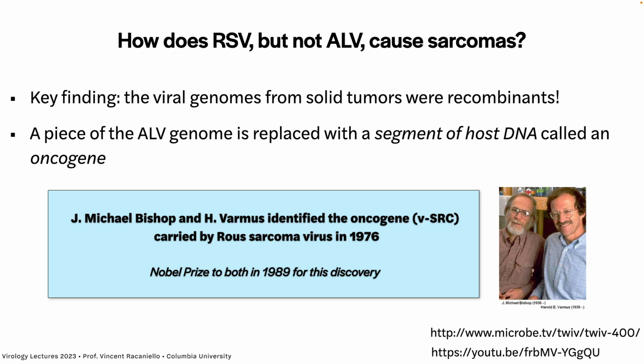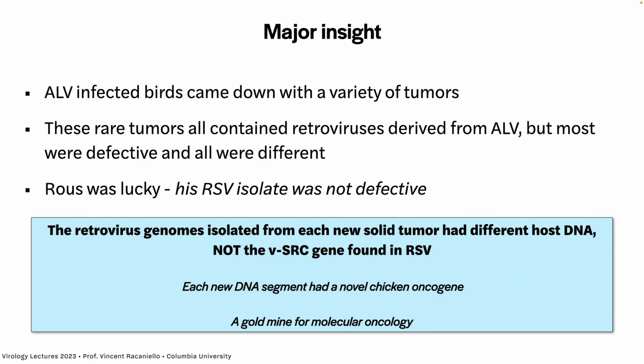Okay, so what happened to ALV? Somehow a piece of the host DNA got into the virus, and now that virus is Rous sarcoma virus, and it causes a solid tumor in chicken. So this is the major insight from all of this work, right? ALV-infected birds, if you let them age, right? If you don't kill them at a year for meat, if you let them age, they get tumors. The tumors all have retroviruses derived from ALV, but if you pick different viruses from different chicken tumors, you can see they're all picking up a slightly different gene.